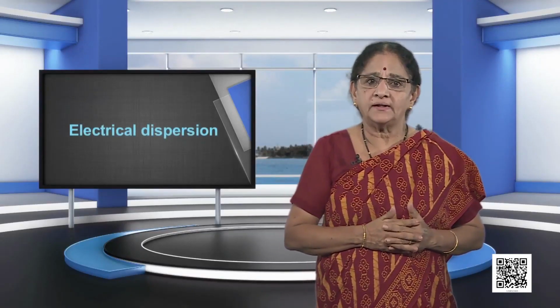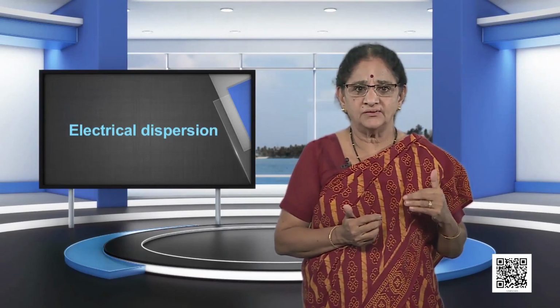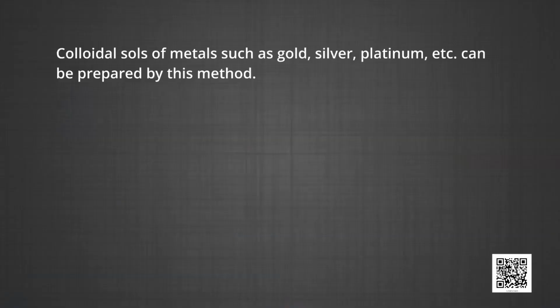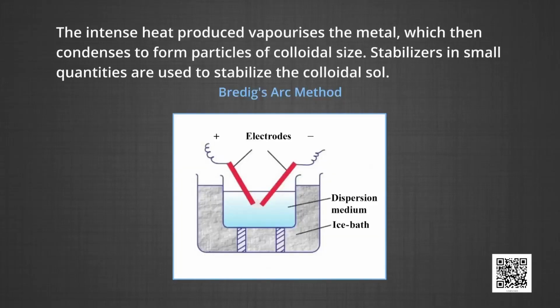Electrical dispersion or electrical disintegration, also known as Bredig's arc method. This process involves dispersion as well as condensation. Colloidal sols of metals such as gold, silver, platinum, etc. can be prepared by this method. In this method, an electric arc is struck between electrodes of the metal immersed in the dispersion medium. You can refer to the figure for the explicit explanation. The intense heat produced vaporizes the metal, which then condenses to form particles of colloidal size. So, Bredig's arc method is clearly depicted in the figure.